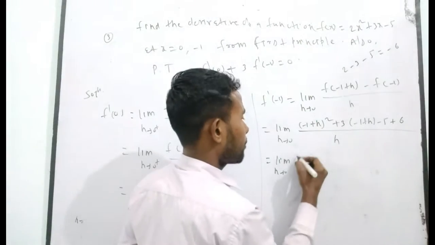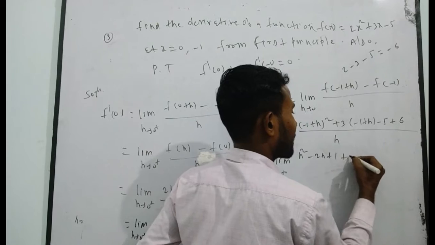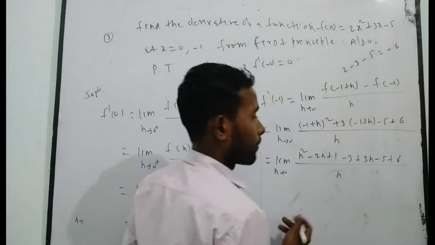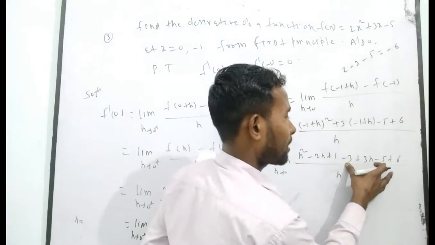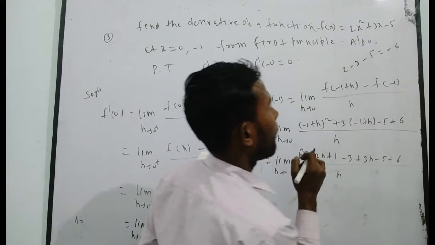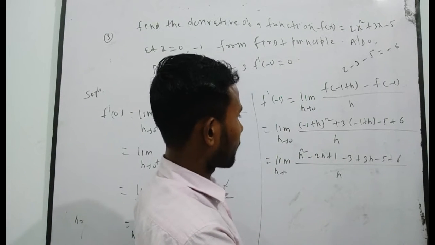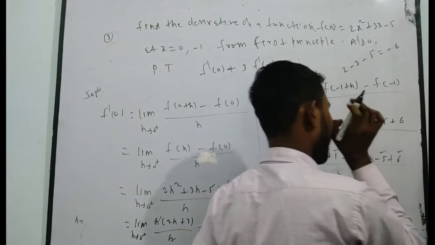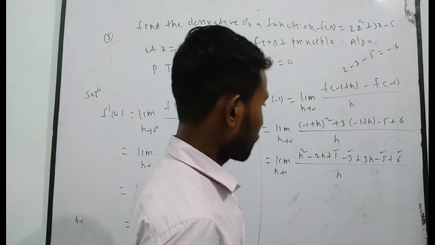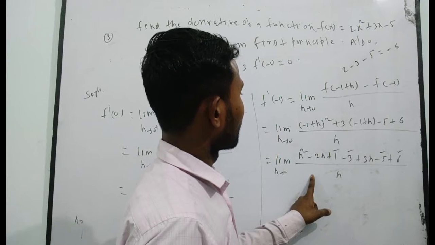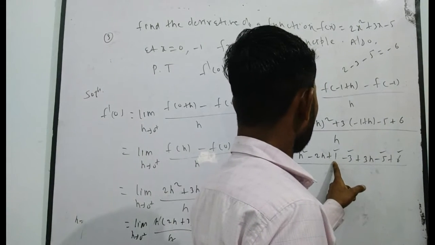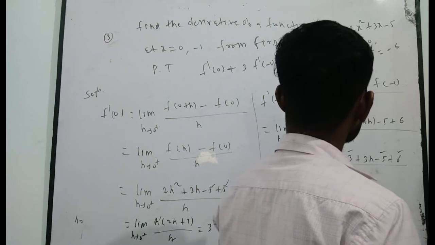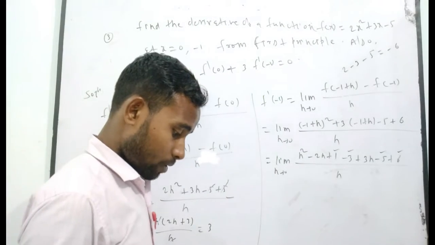If you expand it using (a plus b) whole square, what do you get? H square minus 2h plus 1, plus minus 3 plus 3h minus 5 plus 6 divided by h. Now see it. I have made some mistakes. One minute, wait.